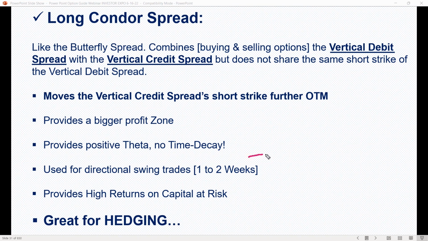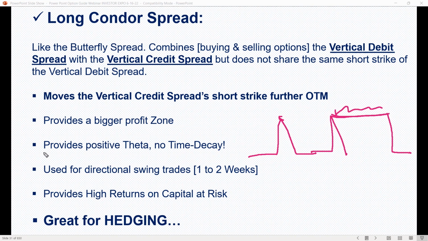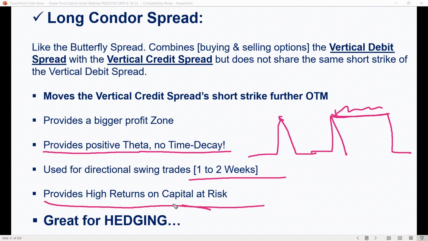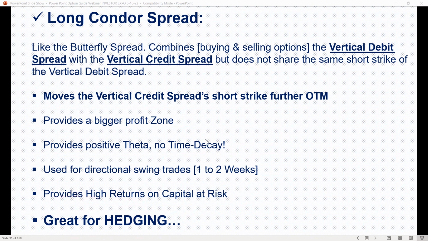So like a butterfly, you're really tight threading the needle. Well, with the long condor, you're widening that spread out. So instead of selling the same short strike here, like on a butterfly, you're widening that out, which gives you this bigger profit zone. But the spread is also going to reduce your capital at risk, and will also give you a positive theta, no time decay. And these are really great for directional swing trades 1 to 2 weeks out typically. So it's going to give you a really high return on your capital at risk, really great for hedging as well. So really a good favorite there.